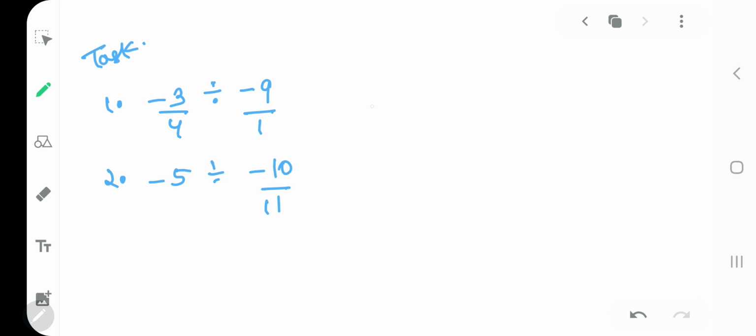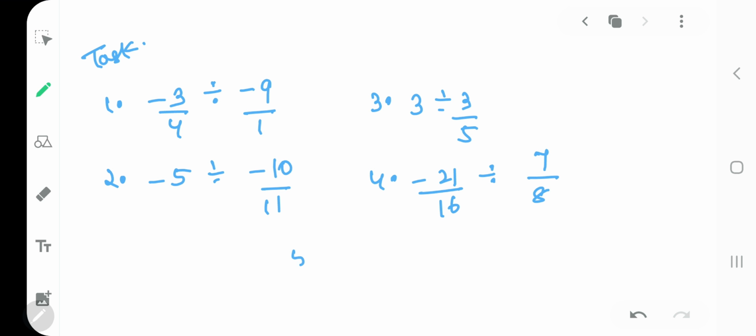And the task 4 is number 1, minus 3 by 4 divided by minus 9. Below there is nothing, meaning it is 1. Minus 5 divided by minus 10 upon 11. 3 divided by 3 upon 5. Minus 21 upon 16 divided by 7 upon 8. And 8 upon 5 divided by 25 and here 24 upon 25.